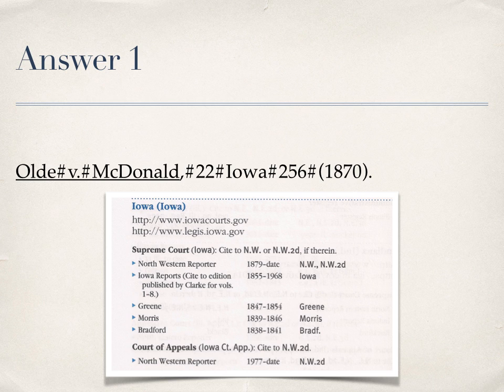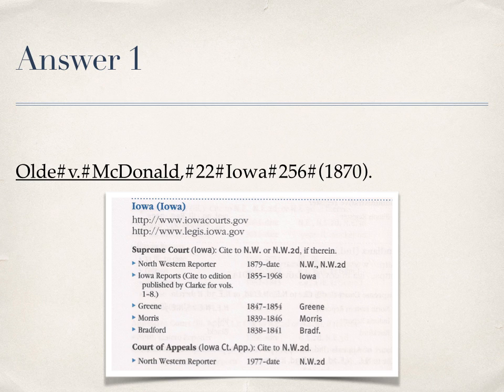Look at the court information for Iowa. From the chart, the Supreme Court, we can see that the Northwestern Reporter did not begin publishing Iowa decisions until 1879. Our case was from 1870. Therefore, it couldn't be in the Northwestern Reporter. Instead, the relevant reporter must be the Iowa Reports, which published decisions from 1855 to 1968. The reporter abbreviation is Iowa.